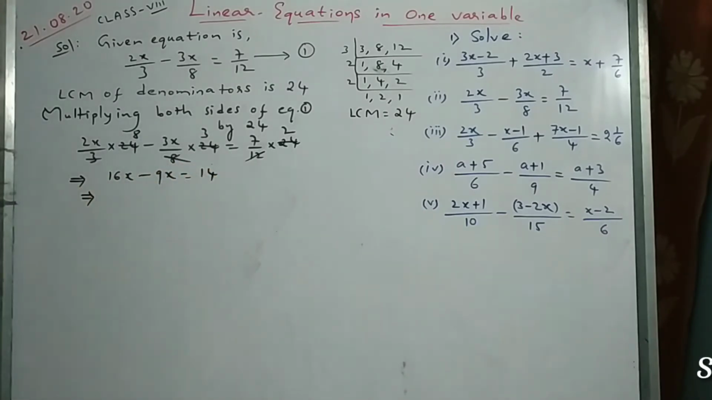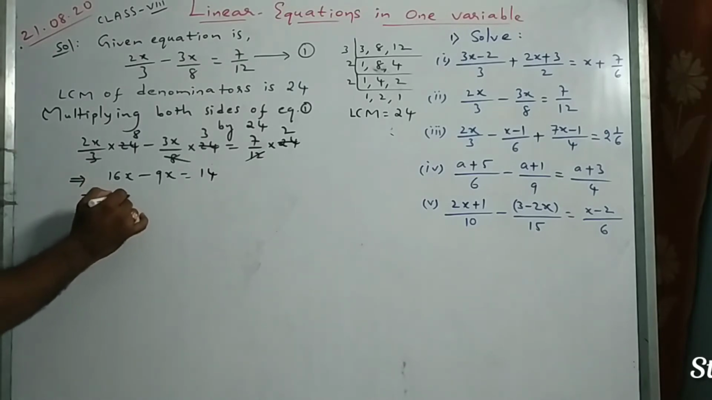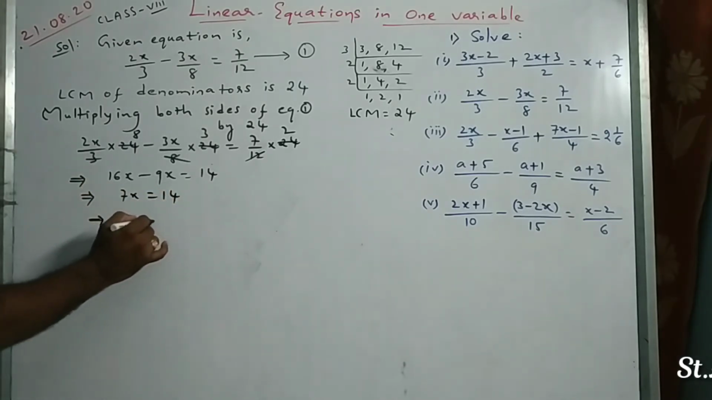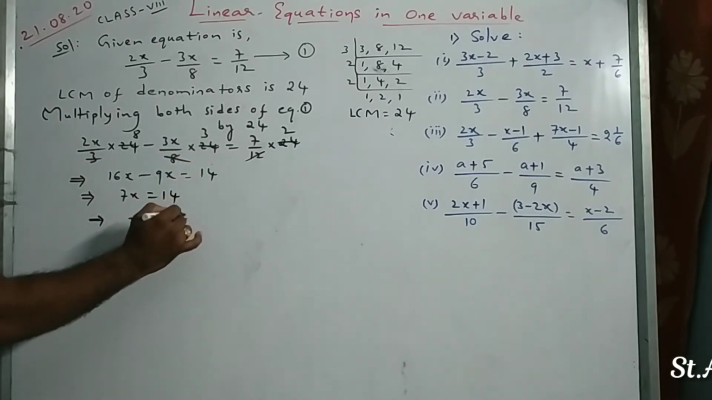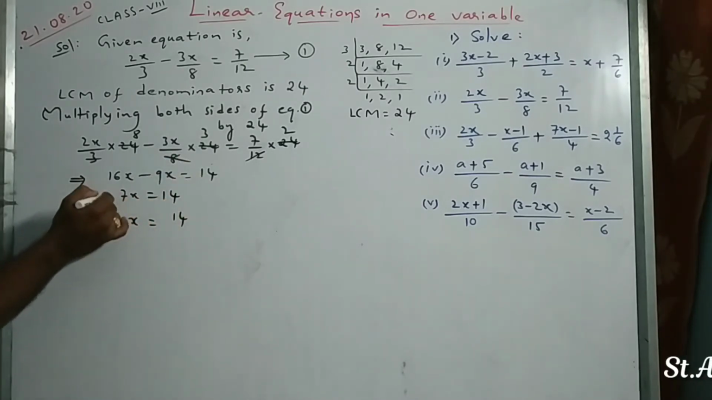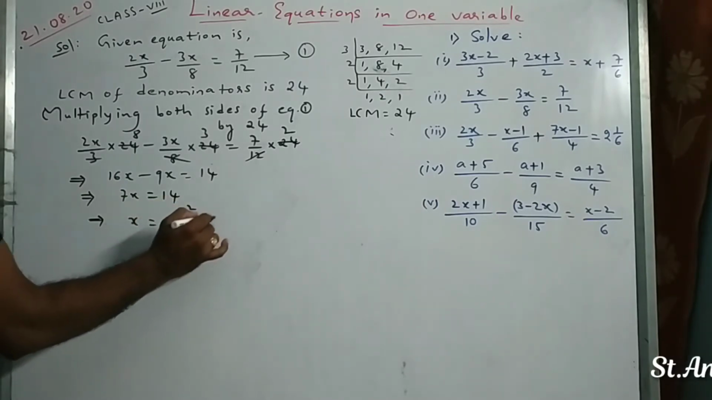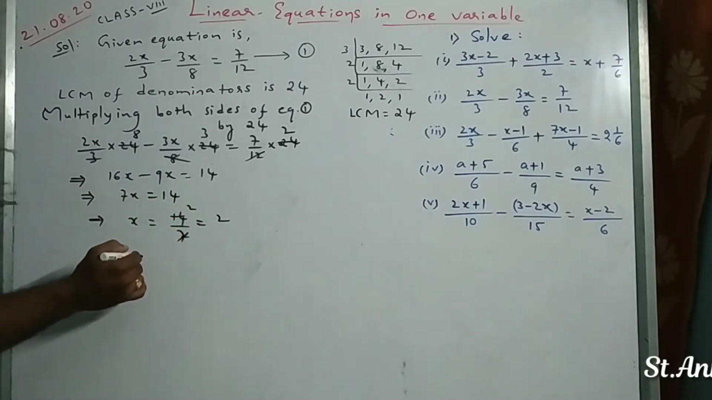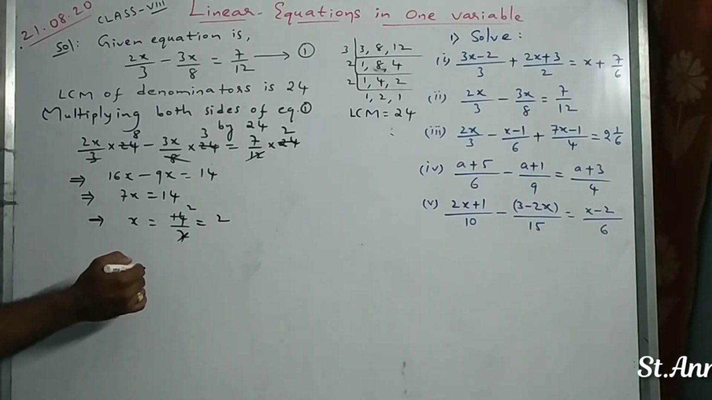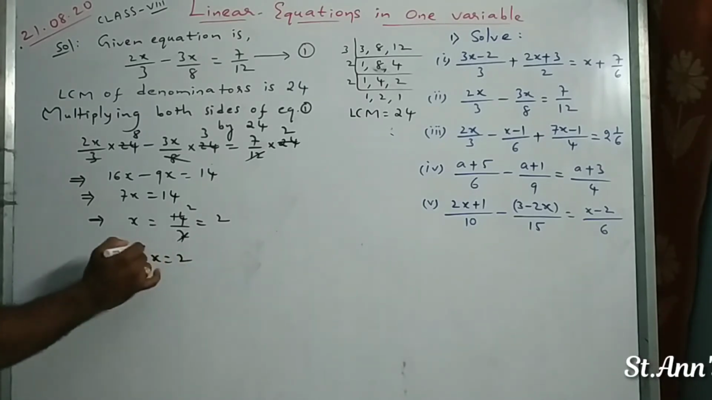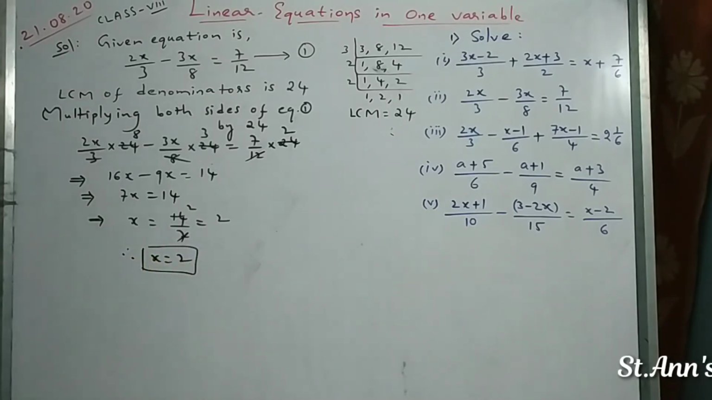So 6x minus 9x, how much? 7x equal to 14. So I want to transpose plus 7 that side. So 14, this is in the multiplication 7. So if you send that side by 7, 7 2s. So therefore x value 2. So what is the answer? X value 2.